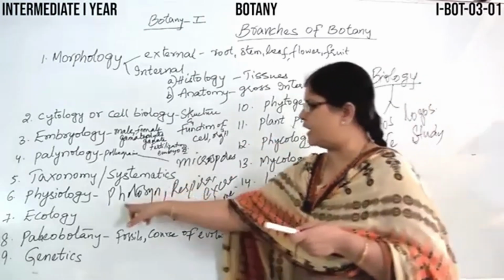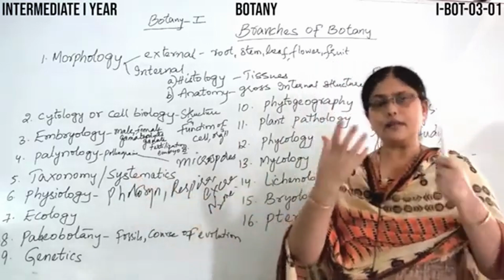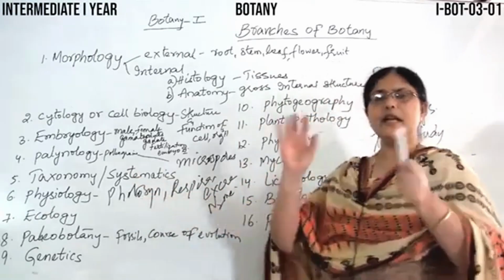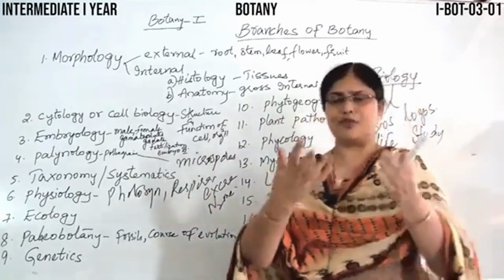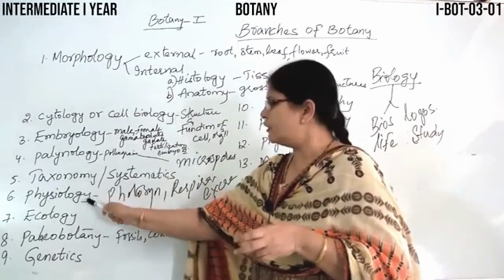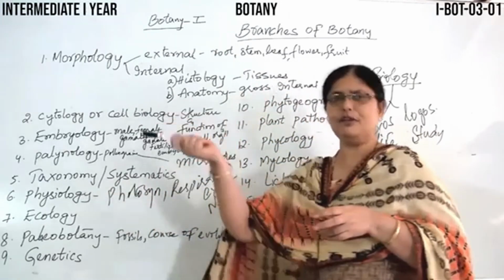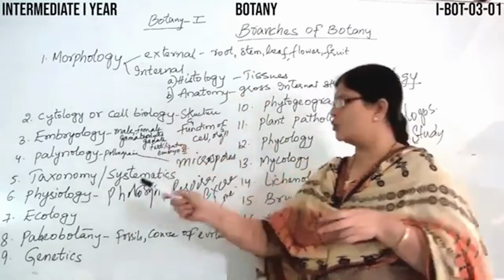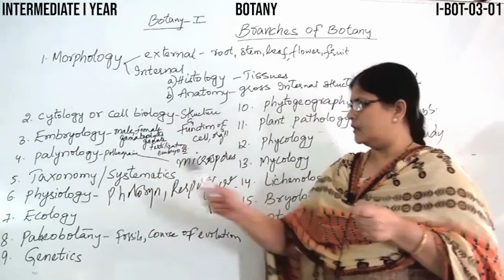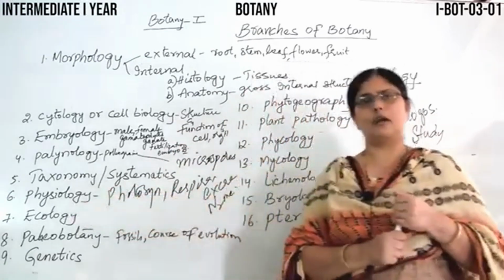Especially in plants, we find photosynthesis because all plants are autotrophic in nature. They prepare their own food. So, all the vital metabolic activities present in any living organism, the study of which is called physiology. In plant physiology we also study photosynthesis, which is absent in animal physiology. In animal physiology, you don't find photosynthesis because animals are heterotrophic in nature. This is physiology.